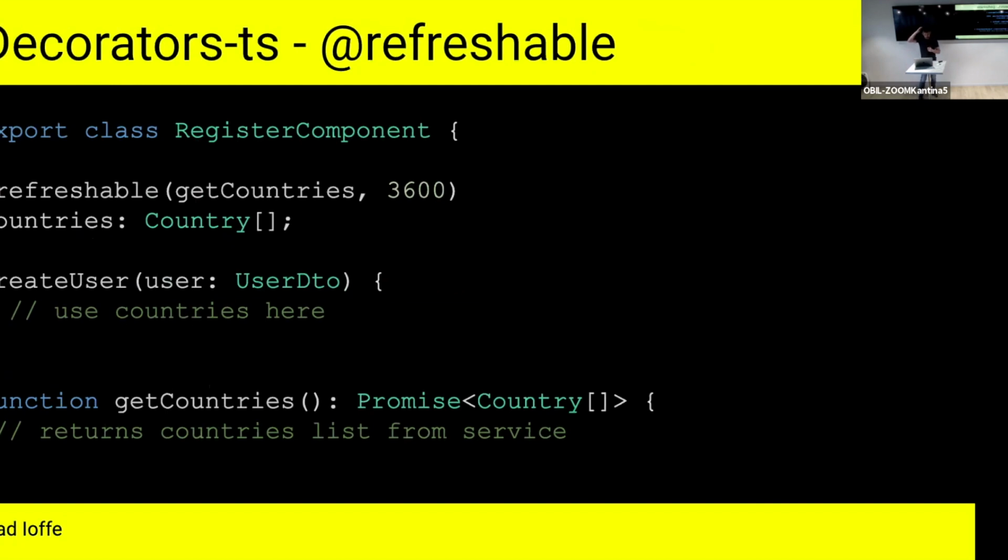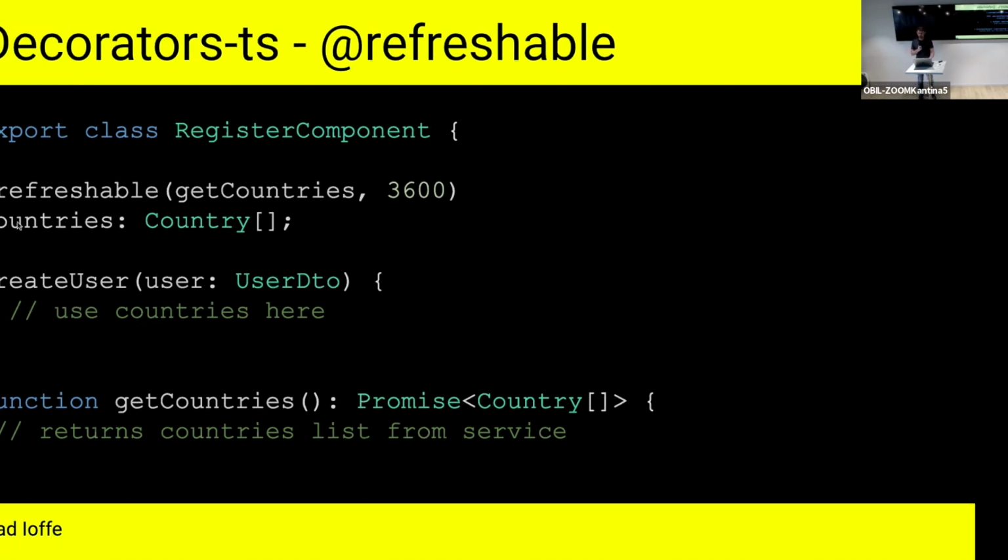The one that I find most interesting is refreshable. I will try to explain it the best that I can. If you have questions, please do ask them. So let's say I have a scenario where I want to create a user, and maybe one of the things that I need to add to it is the country. But the country list is something that maybe is constantly changing, and I don't want to fetch it in the flow of the user creation. I want my code in create user to be as synchronous as possible.